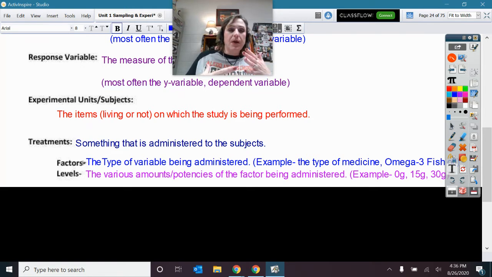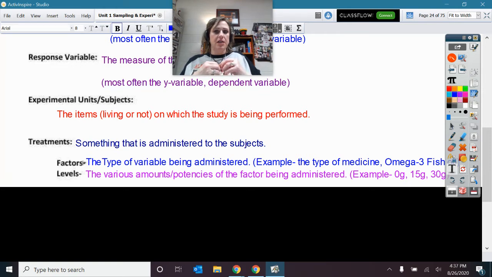Okay. Another way to think of it is factor, the type of the thing that was being administered in this case, or in another case, say maybe it's another type of medicine. Maybe they're giving a type of omega-3 fish oil. And then the levels would be the various measurements of that. So the 0 grams, 15 grams, or milligrams, or however they do those measurements, 30 milligrams or grams. So that's the factors.